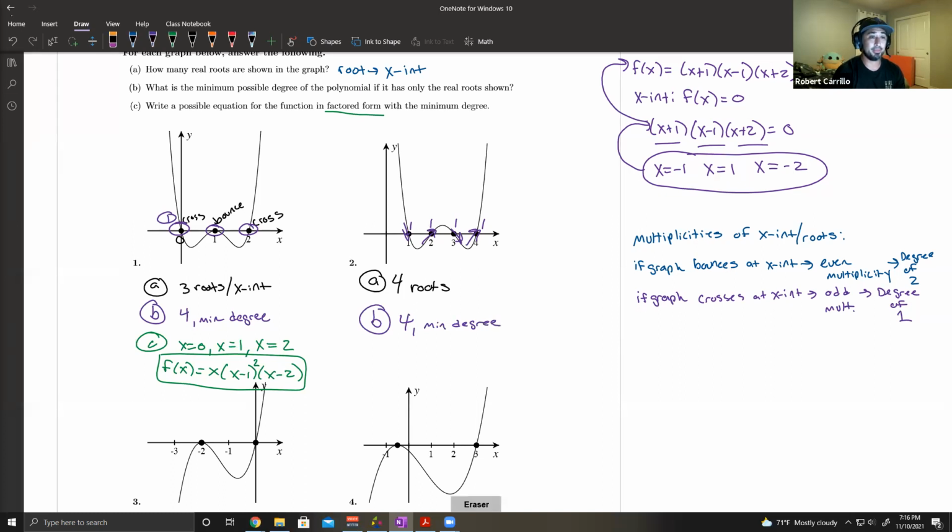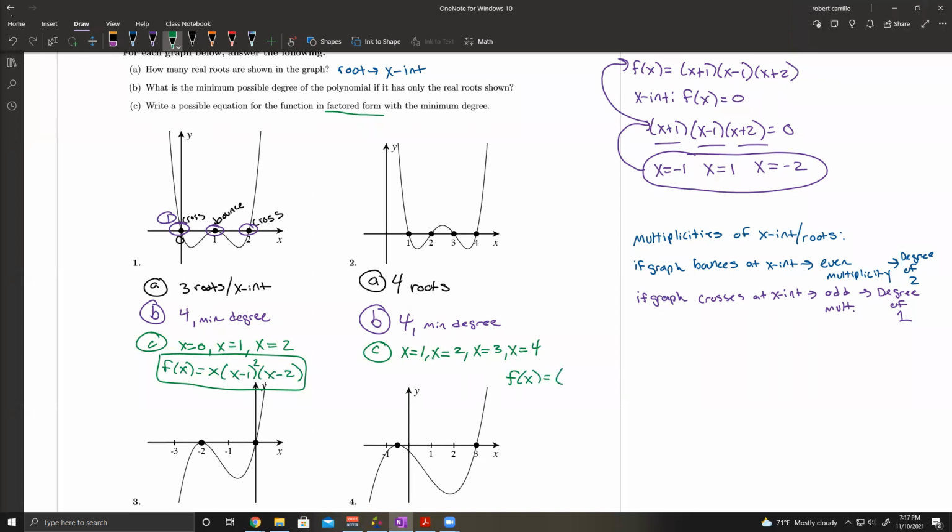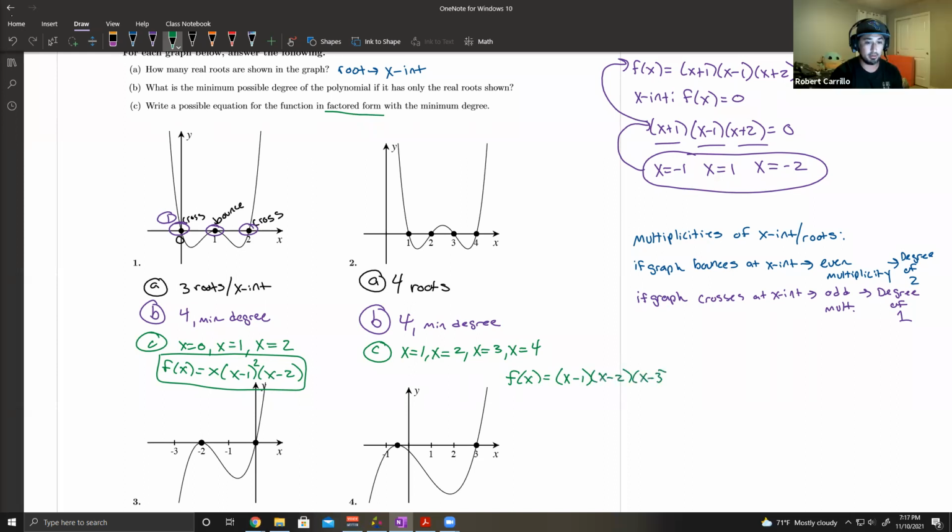Good. Okay, now let's create the polynomial. Look at our x-intercepts. You have x equals 1, x equals 2, x equals 3, and x equals 4. Now put these back into factored form. What is my function? f of x equals, starting with 1, what do we have? x minus 1. There you go. And what's the rest of them? x minus 2, x minus 3, and x minus 4. There you go. That's it.